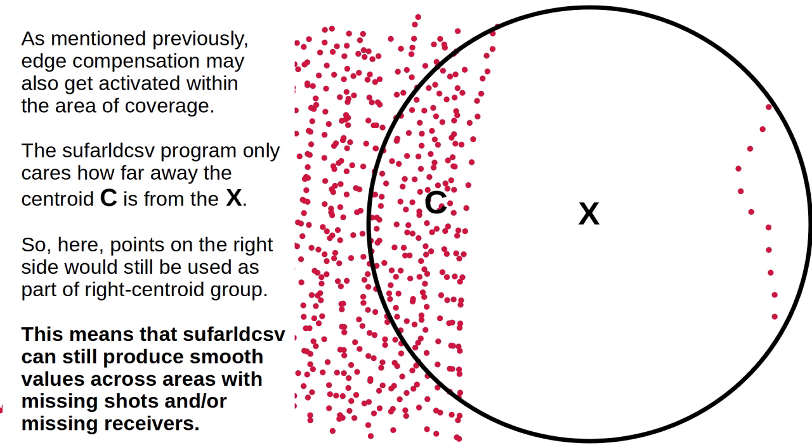As mentioned previously, edge compensation may also get activated within the area of coverage. The SUFARLDCSV program only cares how far away the centroid C is from the X. So here, points on the right side would still be used as part of the right centroid group. This means that SUFARLDCSV can still produce smooth values across areas with missing shots and/or missing receivers.